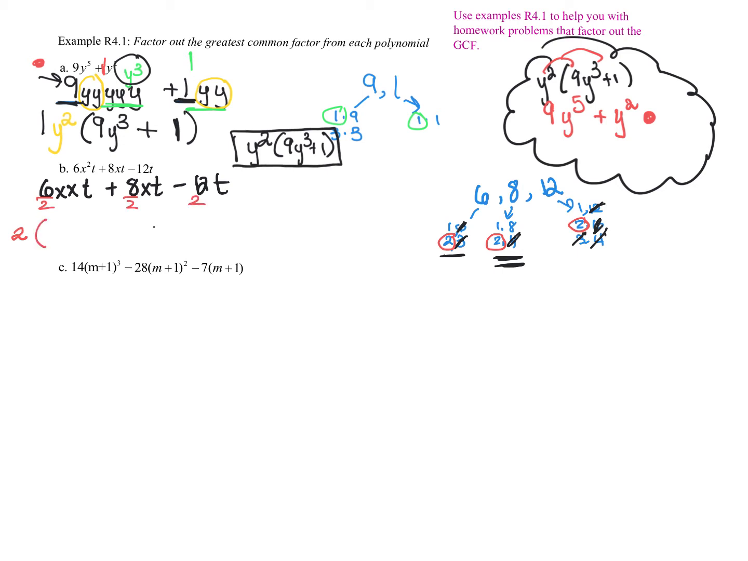Now we're going to do our letters. They all don't have an x, so I can't pull any x's out. But they all have a t. So I'm going to put this t out front. 6 divided by 2 is 3, and then x squared, plus 8 divided by 2 is 4. I pulled the t out, so I'm left with an x, minus 12 divided by 2 is a 6. And then there's no letters left there. So our answer is 2t times (3x squared plus 4x minus 6).